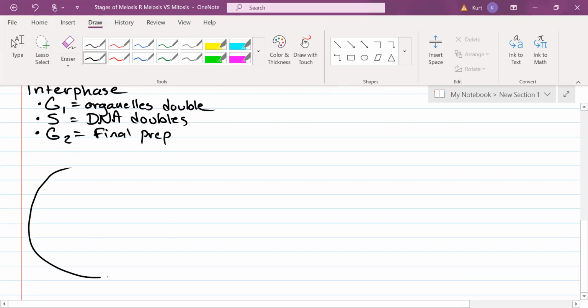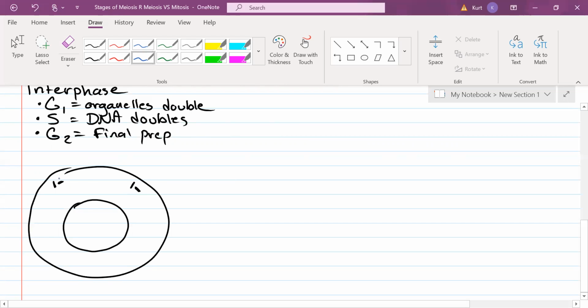So let's draw our cell. And we have our nucleus, everything's intact. We are going to have 2 centrioles, or two pairs of centrioles now, which are called the centrosome, because in G1, everything doubled. Okay, so let's indicate that. We have two centrosomes now because in G1, everything doubled.